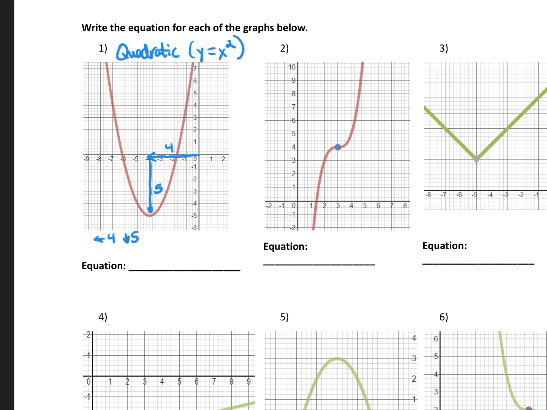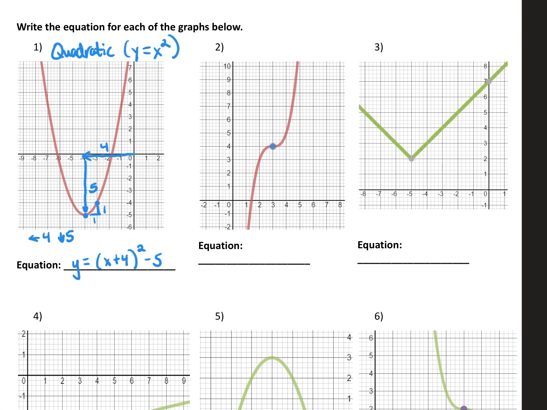It's still opening up, so we know there's no vertical reflection. The only thing I need to check for is if there's a vertical stretch or a vertical compression. Since my new home base point is at left 4, down 5, I need to see what my next known point is. And if it's 1 by 1, because 1 squared is 1, we know that there was no stretching or compression. So our equation here would be y equals (x plus 4) for shifting left 4, squared to make it a quadratic, and then minus 5 for down 5.